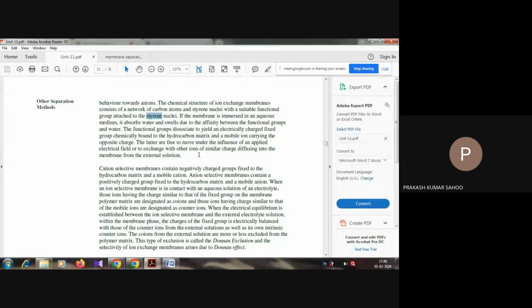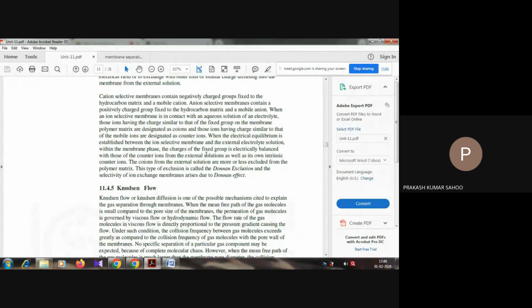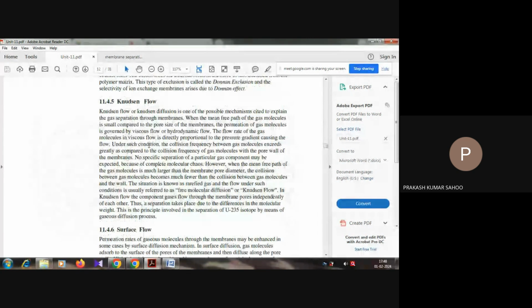Just read out. These are very simple things, how pure or demineralized water is collected by using different selective membranes, that is ion selective membranes. It may be a cation selective membrane or an anion selective membrane. Then we will have Knudsen flow. So Knudsen flow or diffusion is one of the possible mechanisms cited to explain the gas separation through membrane.